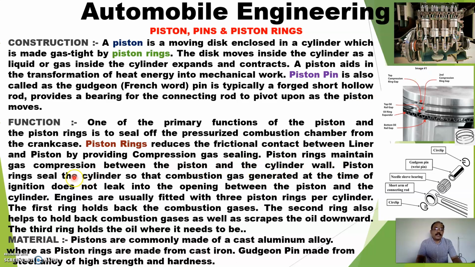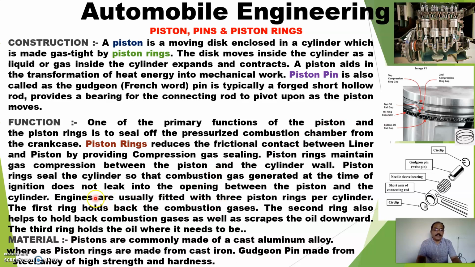The piston ring seals the cylinder so that combustion gas generated at the time of ignition does not leak into the opening between the piston and the cylinder. Engines are usually fitted with 3 piston rings per cylinder. The first ring is a compression ring. The second ring is also a compression ring. And the third, the bottommost ring, is the oil scrubbing ring. It is called the oil lubricating ring.